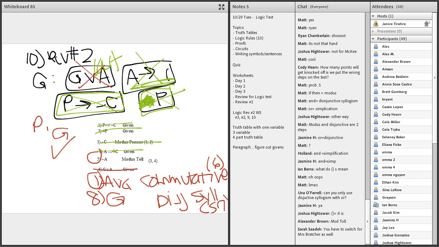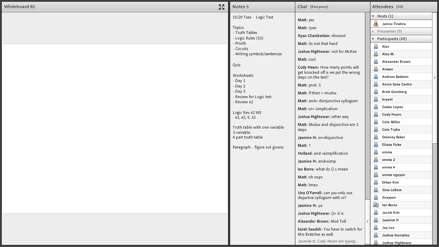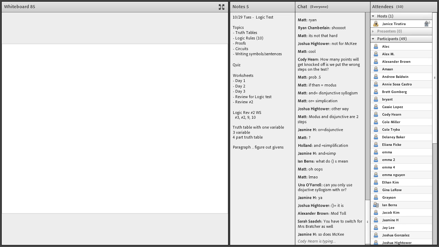Cool. Thanks for clarifying, Sarah. So Bratcher does have to switch too, so use commutative property. All right, so here are some common mistakes that I have seen. So the common mistakes, oh, perfect. And there we go. I feel like all the teachers are lining up. Yay.